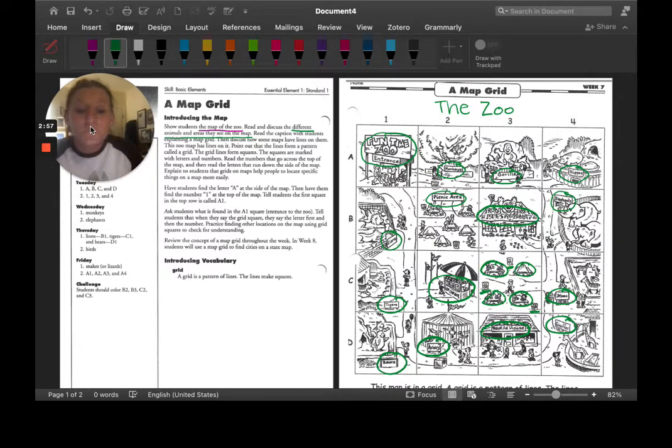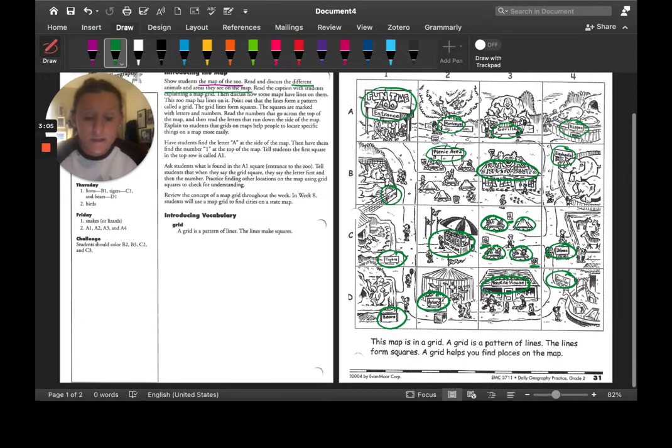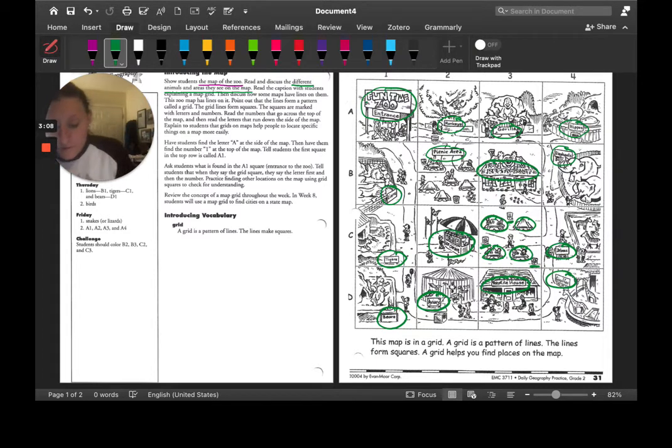All right, so next we're going to read the caption here that's at the bottom of our map grid. So let's scroll down here and let's read through this. So let's change our pen color again. So it says that this map is a grid. And a grid is a pattern of lines. And these lines form into squares. And so grids help you find places on the map.